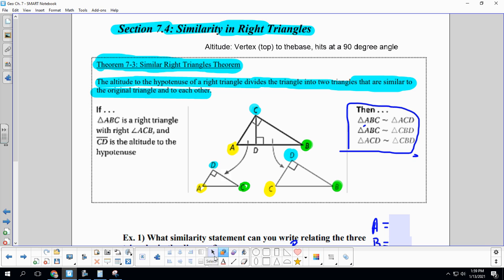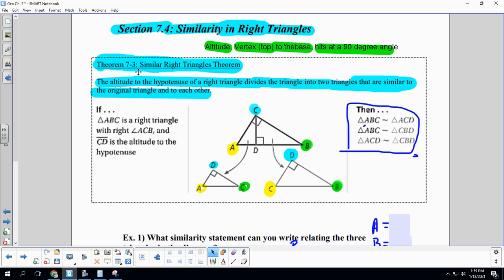The first piece of information that I want to give you guys is the definition of an altitude in a triangle. The altitude goes from the vertex, or the little pointy piece at the top like this, to the base of the triangle. It hits at a 90-degree angle. So this guy right here is going to be the altitude. That's important because we're going to call him out by name, and if you don't know what an altitude is, it might be really confusing.